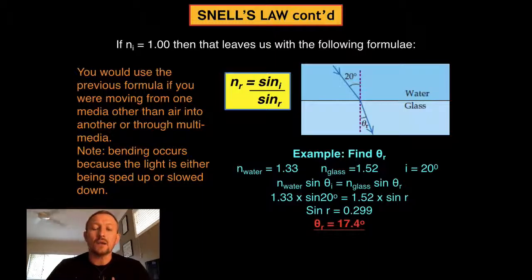When I take that 1.52 over, so I divide 1.33 times sine 20 all by 1.52, that comes to a value of 0.299. That gives me sine theta R. I now need to do the inverse sine of 0.299 to get the angle. I've got to take the sine to the other side. Sine is multiplying theta R, so I've got to divide it, hence it's sine to the negative 1. So you'll use the second function sine on your calculator with 0.299, and I end up with the refracted angle being 17.4 degrees.